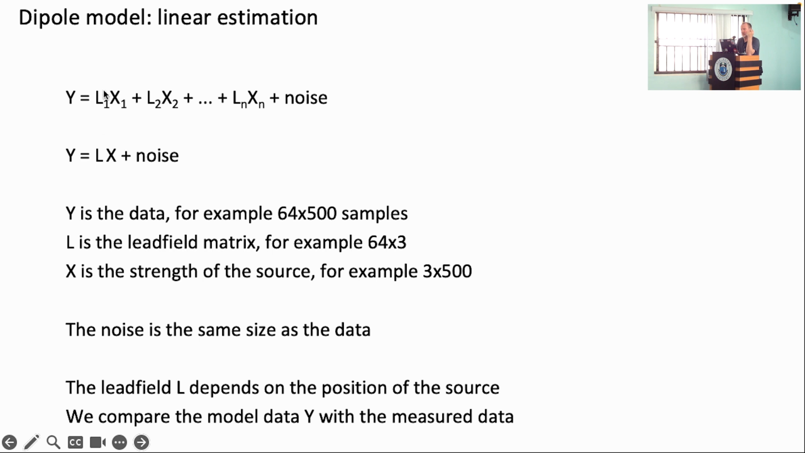The lead field matrix is multiplied with the source strength. And the source strength of each of the sources is then 3, for the x, the y, and the z direction, times 500 time points. So this is the contribution of one source. This is the contribution of a second source, etc. So we have multiple sources that are contributing, and then we also assume that there's going to be some noise. The noise here is again a matrix, and the size of that matrix is the same as the size of the data. The lead field is what we compute using the forward model, and the lead field depends on the position of the source. And then what we do is we compare the model data y with the measured data.